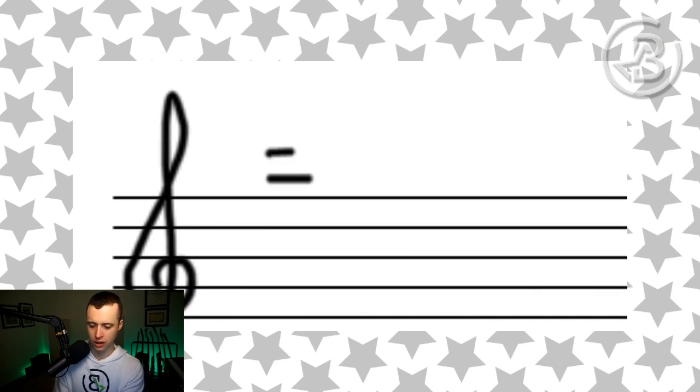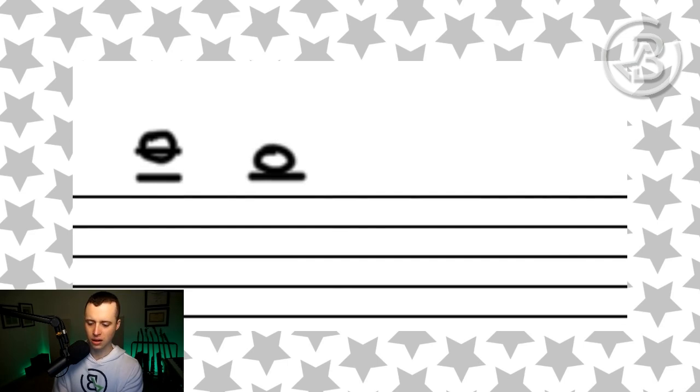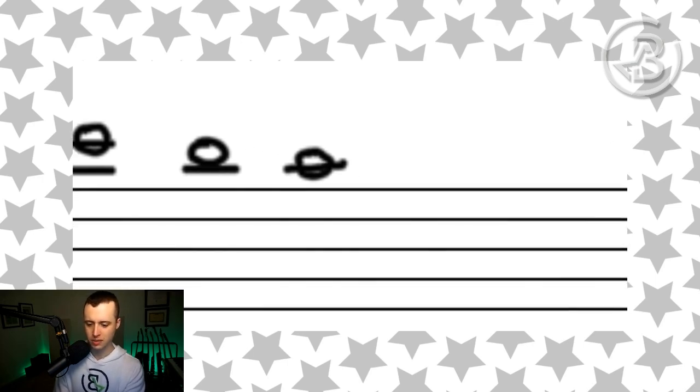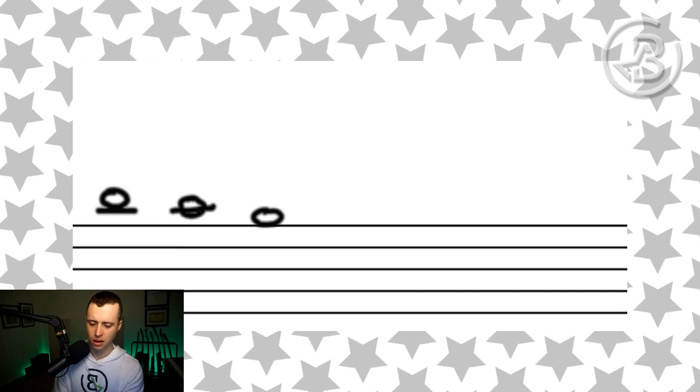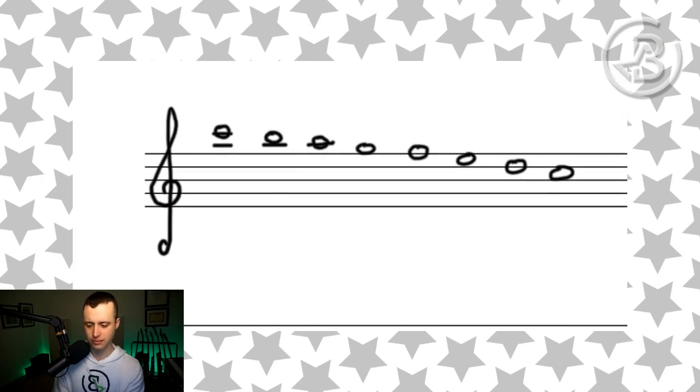So let's start with our ledger lines. So we have C, then we're going down. Then the next note is going to be on a space because we just did a line. Next note is going to be a line. Next note is going to be a space. Remember, the top of the staff is technically a space. Then we have a line. Then we have a space. Then we have a line. Then we have a space, and that is one octave right there from C to shining C.